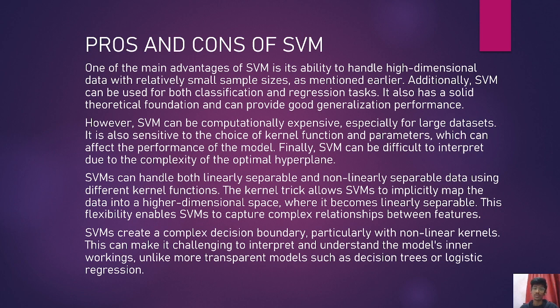SVM can handle both linearly separable and non-linearly separable data using different kernel functions. The kernel trick allows SVMs to implicitly map the data into a higher dimensional space where it becomes linearly separable. This flexibility enables SVM to capture complex relationships between features. It plays with dimensions, so in a higher dimension where the data becomes linearly separable, it is easier to classify.